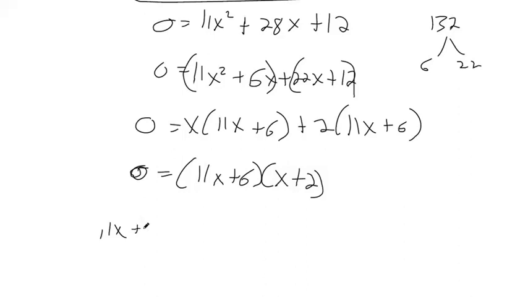So you got 11x plus 6 equals 0. And when you solve that equation, you get x is negative 6 over 11. And then over here, you've got x plus 2 equals 0. And then when we solve that equation, you get x equals negative 2.